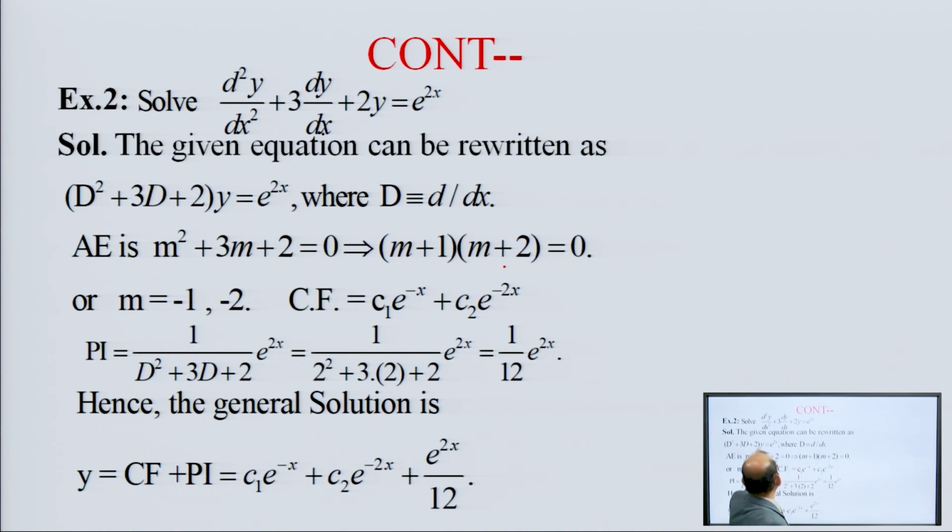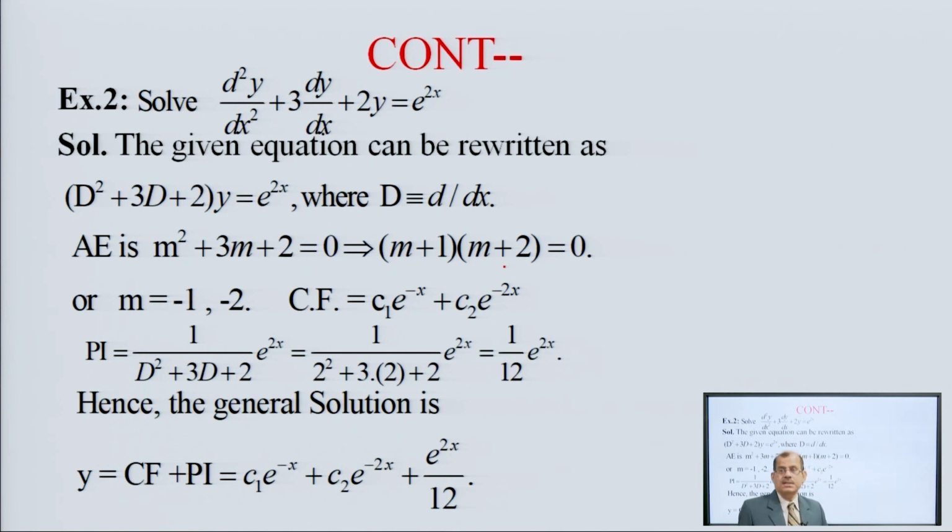Solve d2y by dx square plus 3 dy by dx plus 2y is equal to e^(2x). It is a second order differential equation. The right-hand side is not equal to 0, hence we find the complementary function as well as the particular integral. First we find the auxiliary equation.